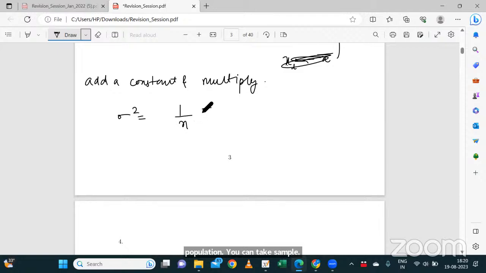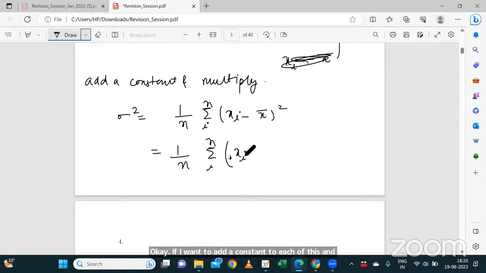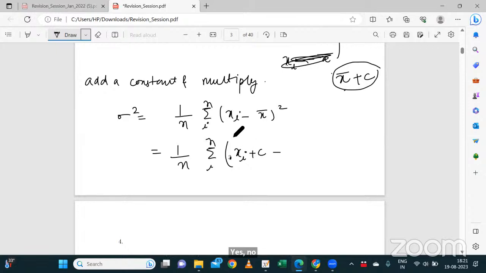This is the population variance formula, correct? If I want to add a constant to each observation, I will get xi plus c, correct? Then my new mean will be the old mean plus that constant, right? Let me introduce yi as xi plus c. Then y bar will be x bar plus c.